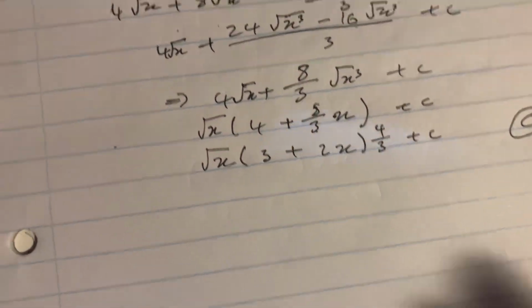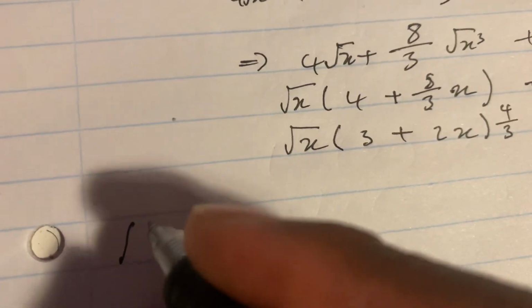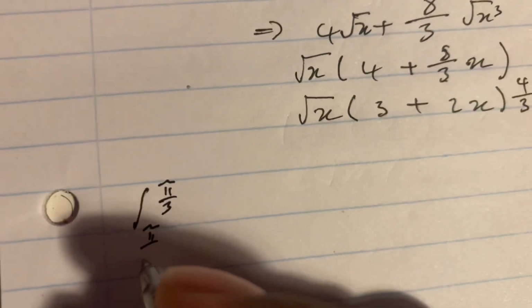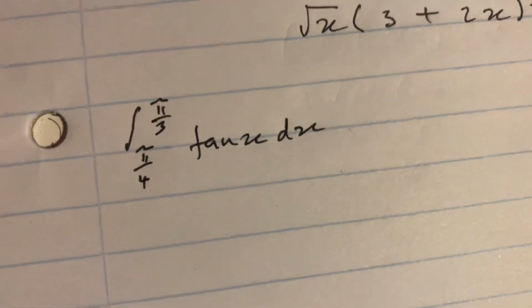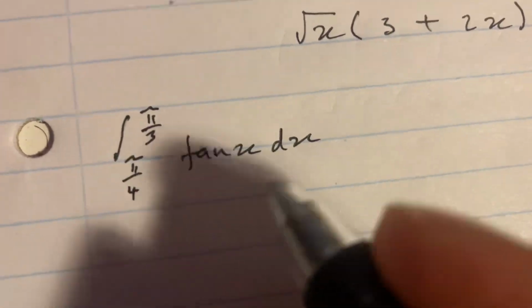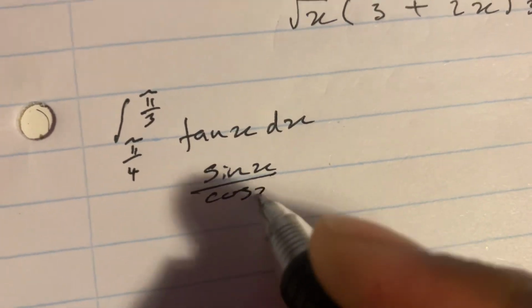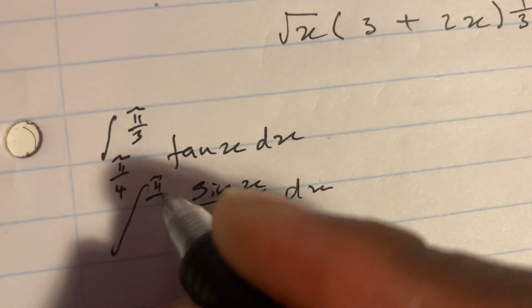I think it's 27. So you have the integral from pi divided by 4 to pi divided by 3 of tan x dx. Remember that you just need to use substitution with this one. Just write it in simplest form, and then compute your limits after that. So you have sine of x divided by cos of x, and then dx. You still have the integral of that whole thing.